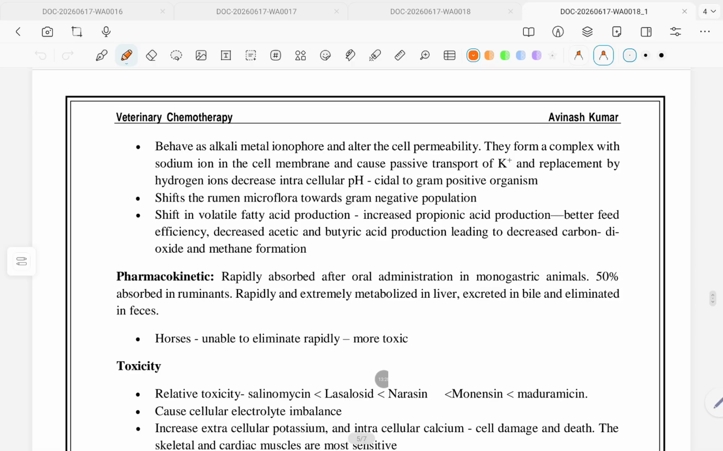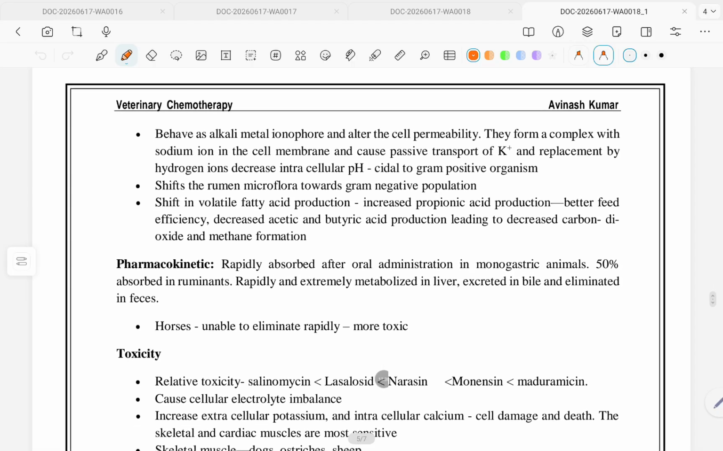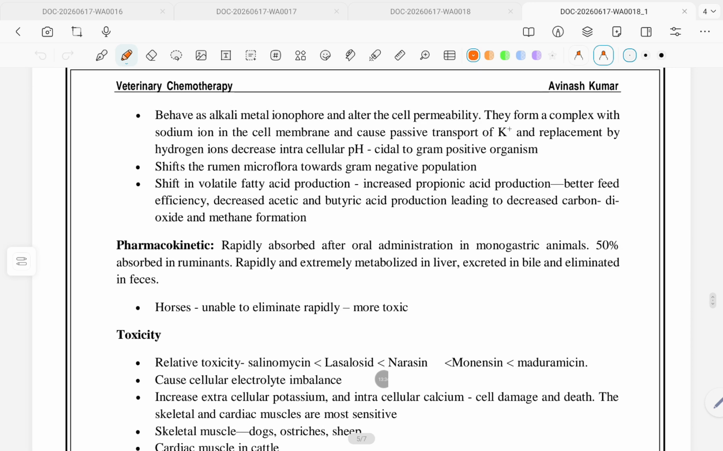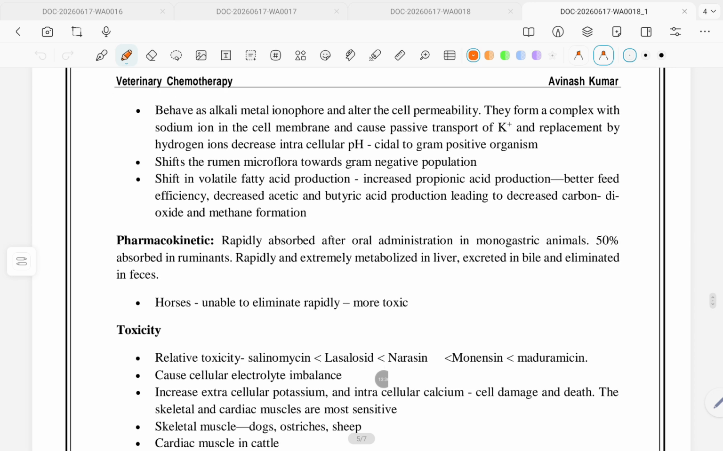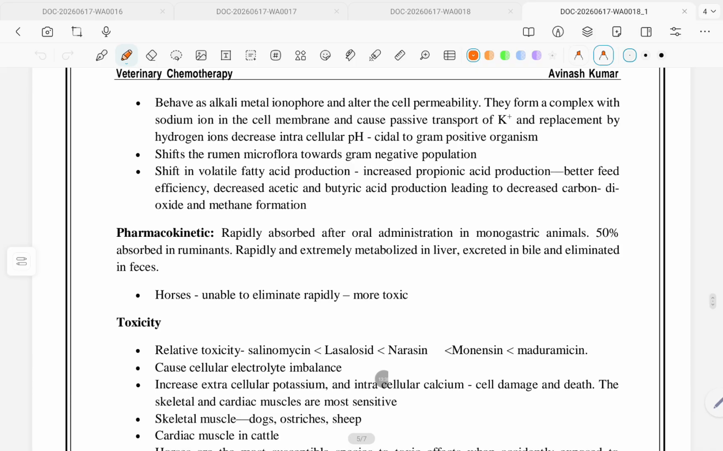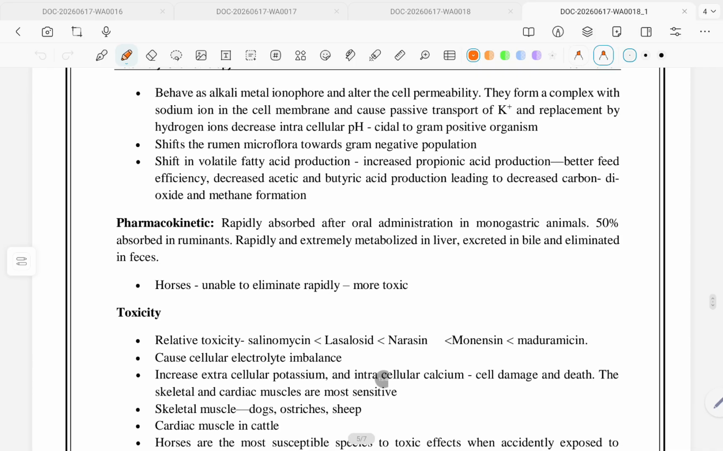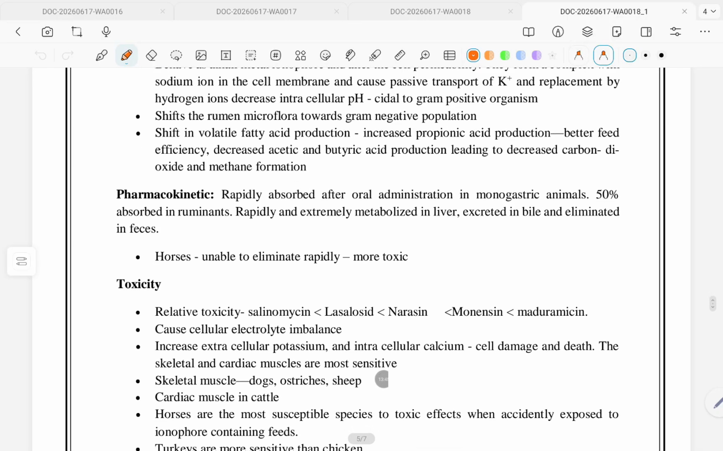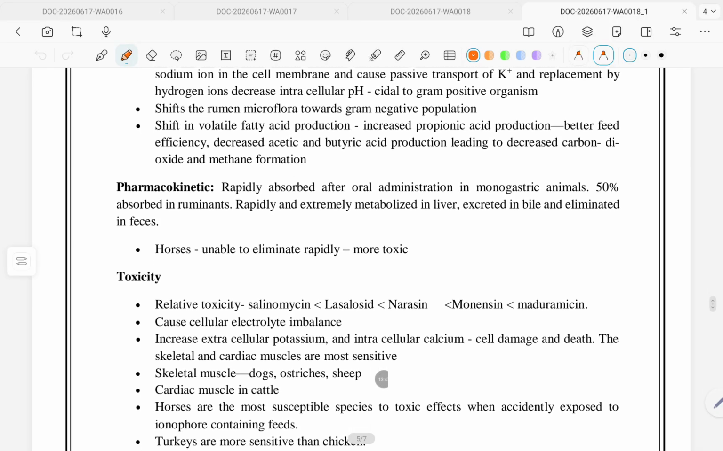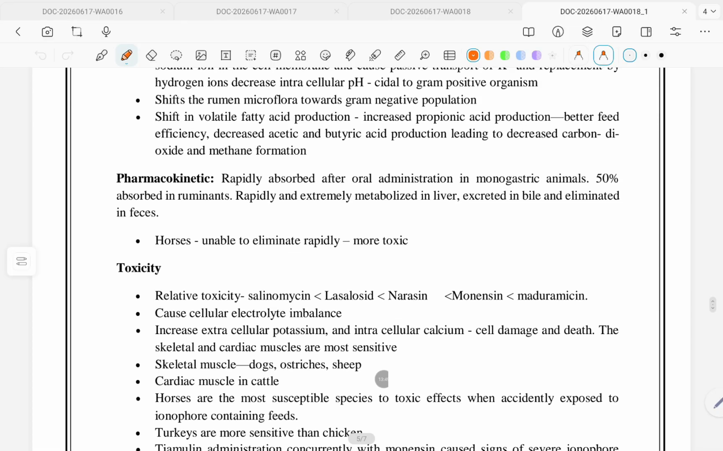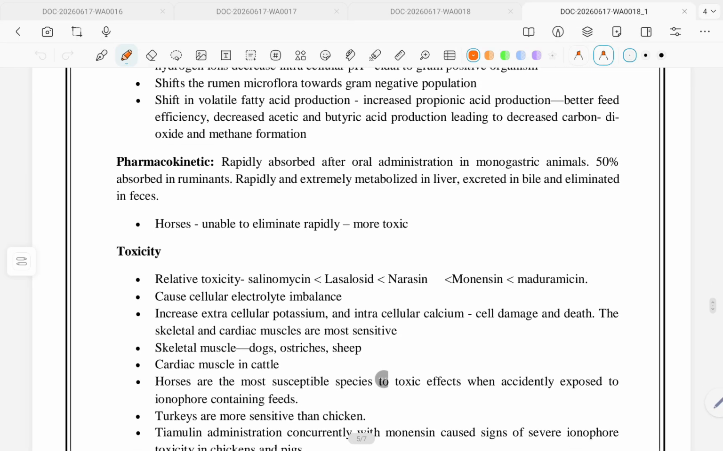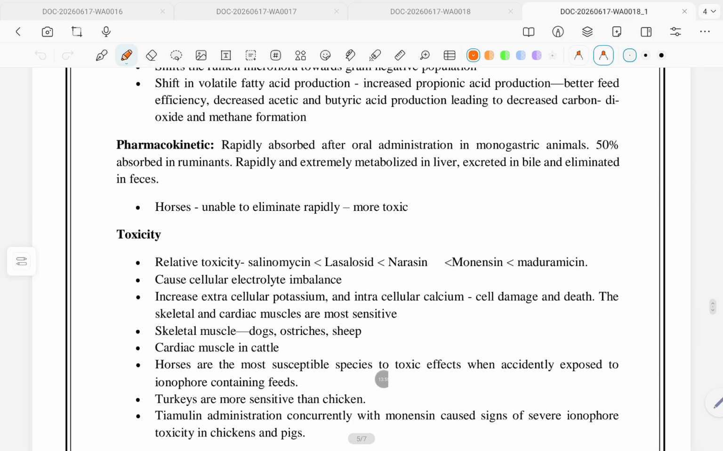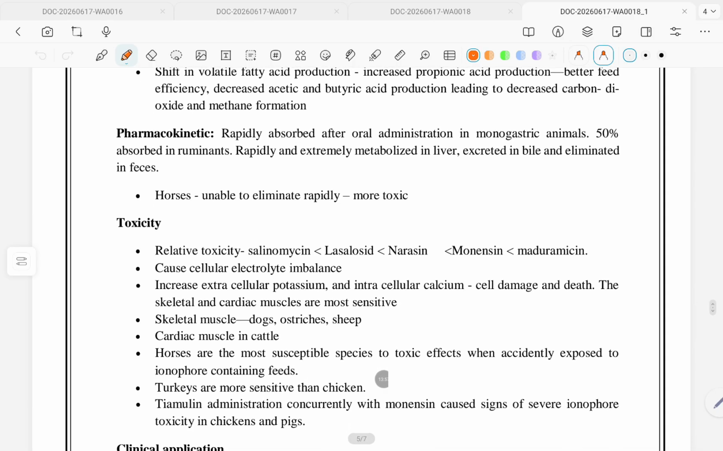They form a complex with sodium ion in the cell membrane and cause passive transport of Na+ and replacement by hydrogen ion, decreasing intracellular pH, cidal to gram-positive organisms. Shift the rumen microflora toward gram-negative population. Shift in volatile fatty acid production, increase propionic acid production, better feed efficiency, decrease acetic and butyric acid production leading to decreased carbon dioxide and methane formation.